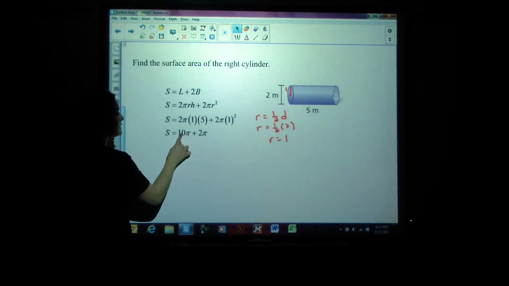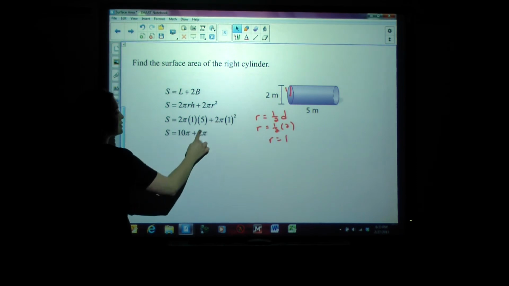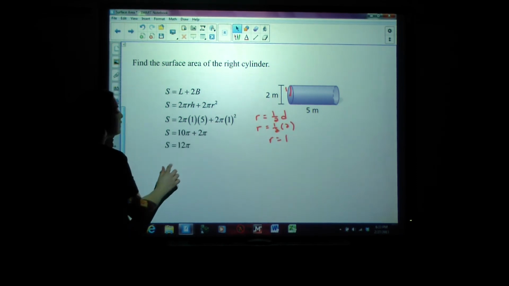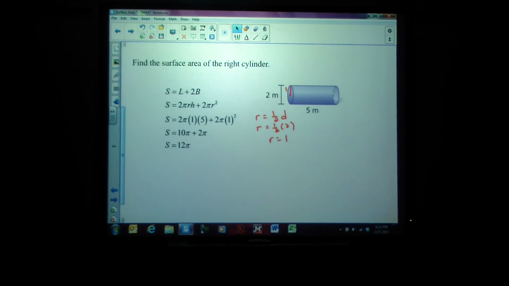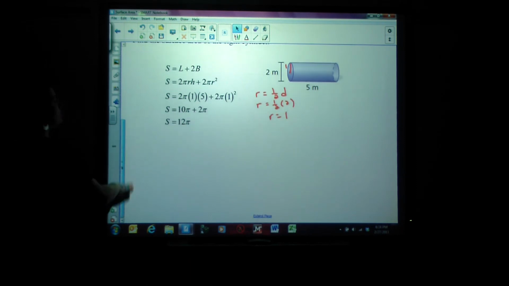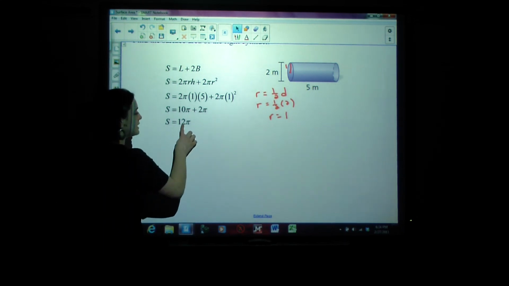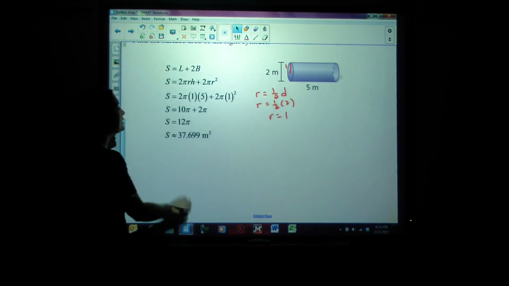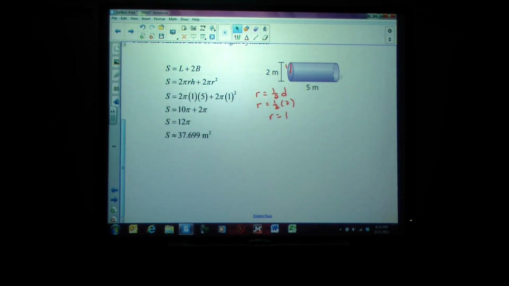2 times 1 times 5 is 10, and 1 squared is 1, times 2 is 2. So we have 10 pi plus 2 pi, which gives us a surface area of 12 pi meters squared. That is the exact surface area. So if we're looking for exact surface area, notice I left it in terms of pi. Now if we wanted an approximate surface area, we would need to take 12 and multiply it times pi. And when we do that, we get approximately 37.699 meters squared. So both answers are accurate. 12 pi is exact, and 37.699 is an estimate, a rounded version of it.